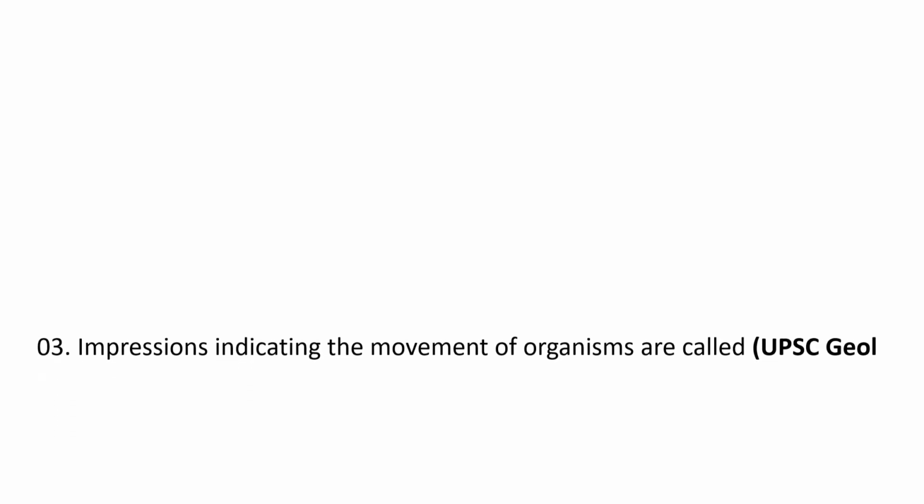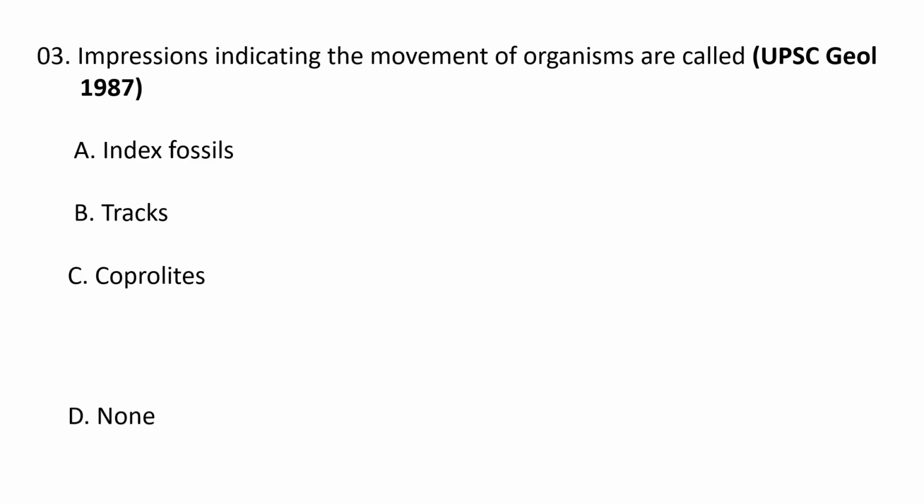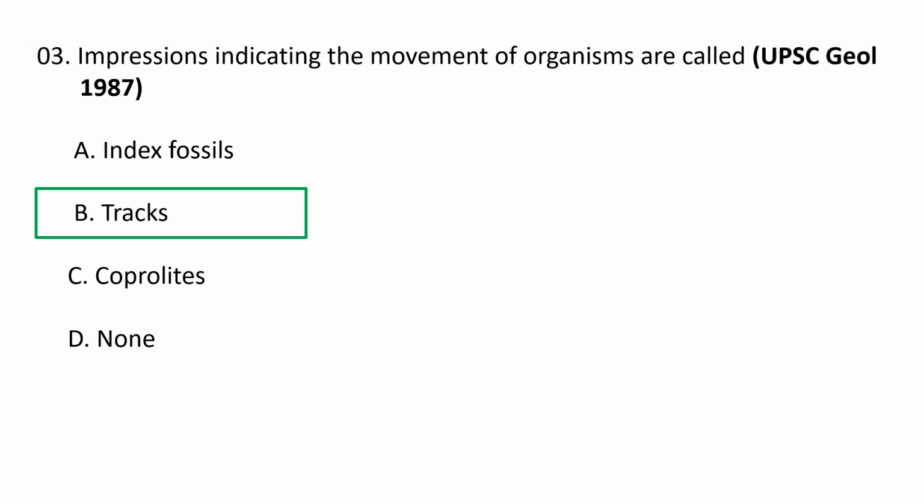Next question. Impressions indicating the movement of organisms are called A. Index fossils, B. Tracks, C. Coprolites, D. None of the above. The impressions indicating the movement of the organisms are called tracks. Tracks and trails can include a single footprint or a number of footprints made during a single trip, or an impression made by an organism without legs. So B. Tracks is the correct answer.